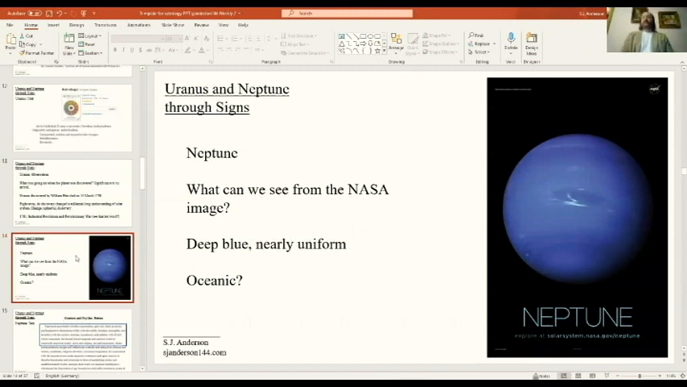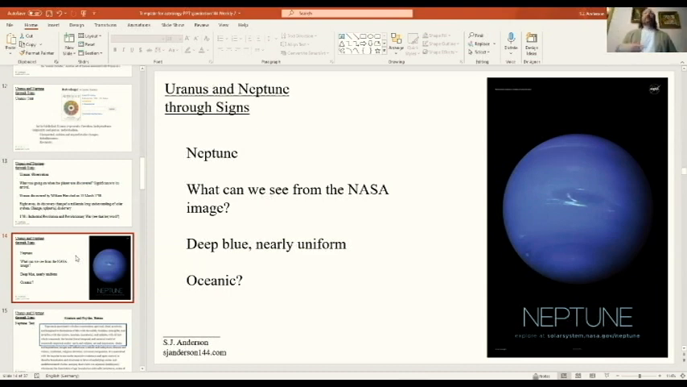What can we see from the NASA image here with Neptune? Deep blue, it's a nearly uniform blue. What does that remind you of? To me, it's the ocean. I think of this, it's very oceanic here. And so we can start thinking, the ocean is vast, it's unknown, you can die in the ocean, you can get lost in the ocean, you have to be very careful if you're navigating the ocean. So Neptune has a kind of serious and mysterious component, as does the ocean, right off the bat. That's what I get from this image.